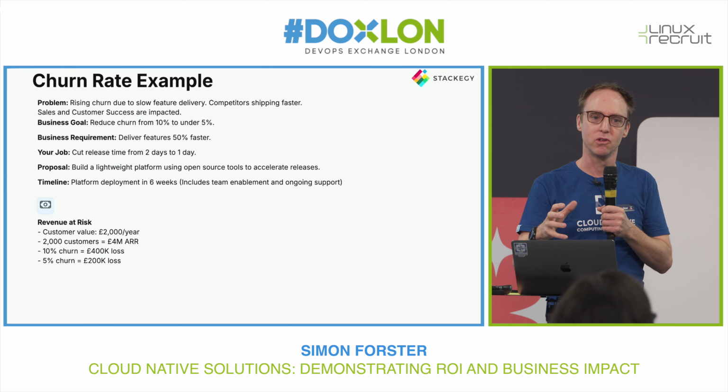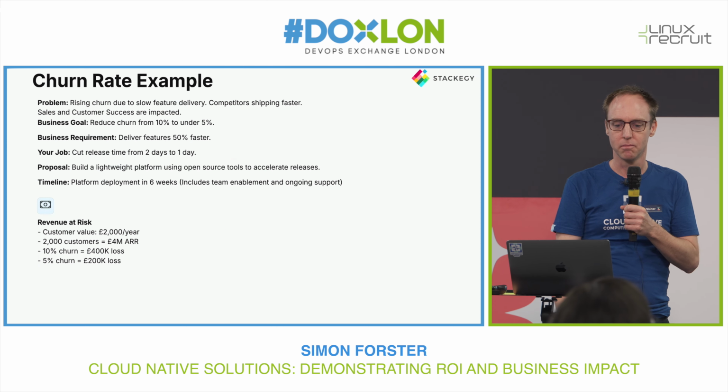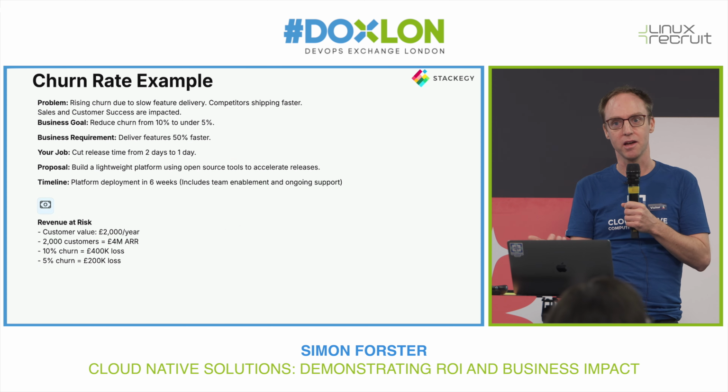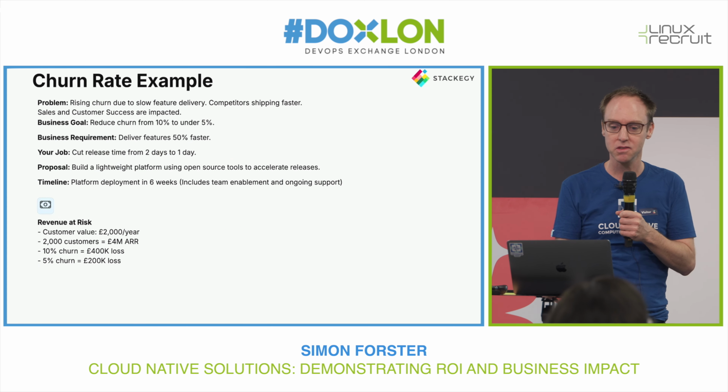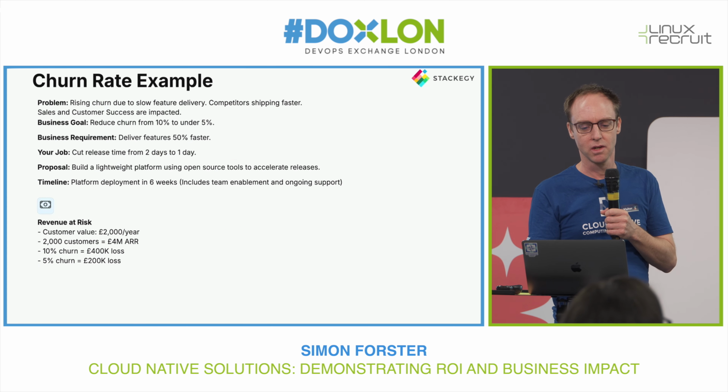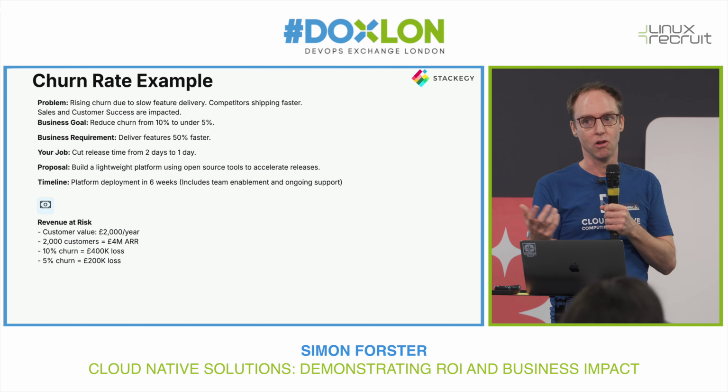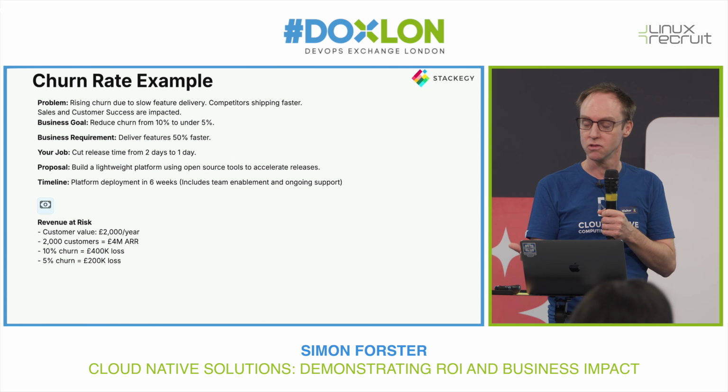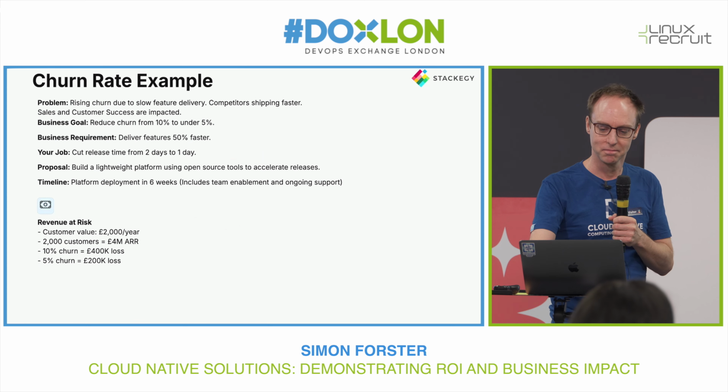So we can talk about the revenue that's at risk. It might be if a customer is worth £2,000 a year to us, and we've got 2,000 customers. You know, if we can get a 400k loss due to churn down to 200k, that's a success.